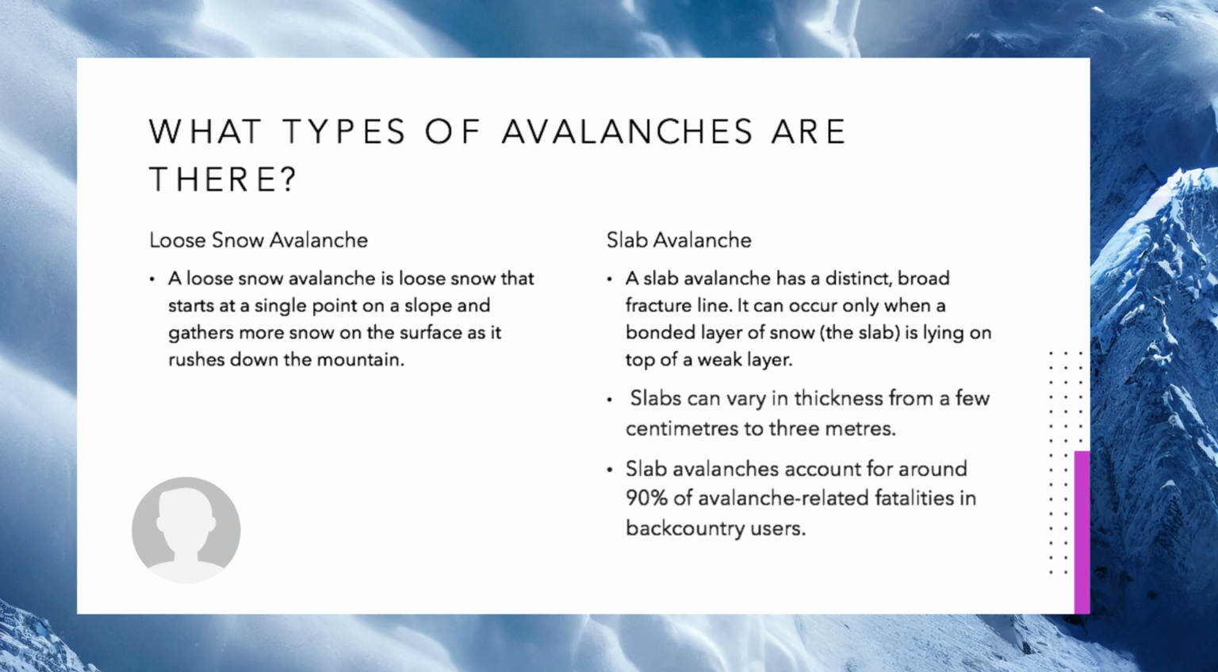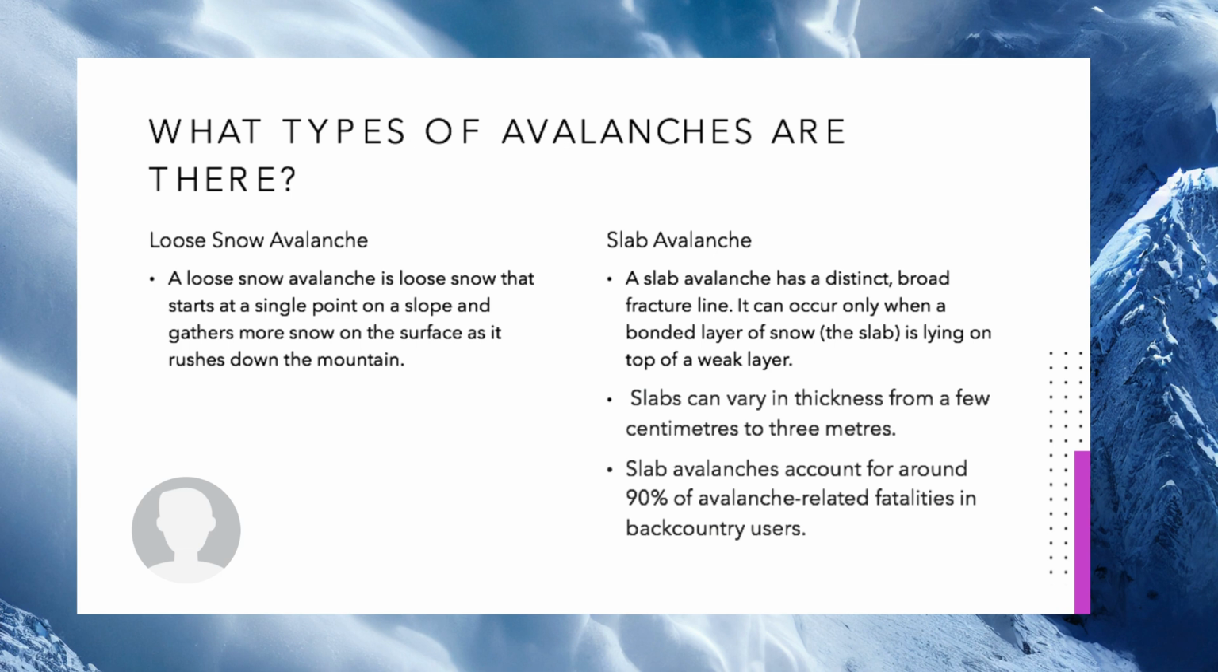A slab avalanche. A slab is a big chunk or big piece. A slab avalanche has a distinct broad fracture line, like a crack in the snow. It can occur only when a bonded layer of snow, so the slab, that big chunk, is lying on top of a weak layer. When the unstable layer of snow starts to slide, it causes a crack, and all the layers above it come sliding down the mountain with it.